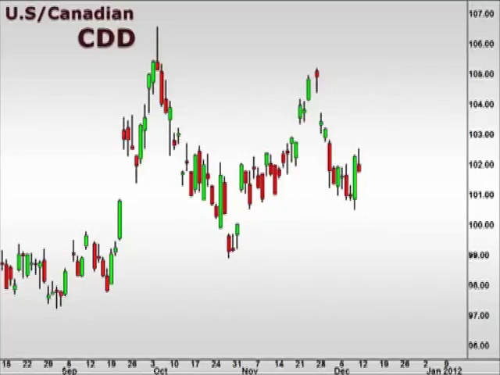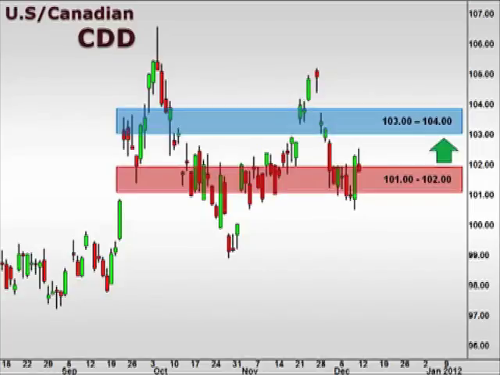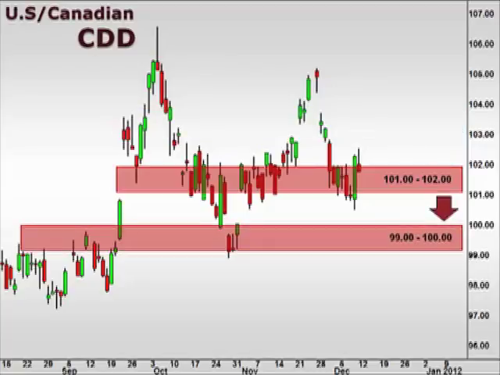Let's take a look at the CDD, the US versus the Canadian dollar. Well, the CDD broke 102 but closed last week back in the 101-102 support zone on Friday, indicating some indecisiveness. A break above 102 opens the window for a move higher into the 103-104 focal zone. A break back below 101 is likely to retest 99-100.